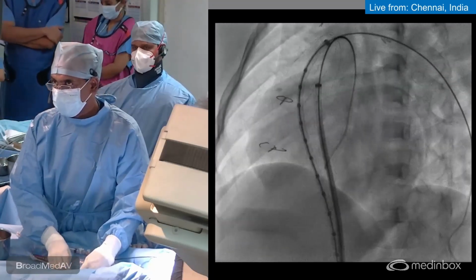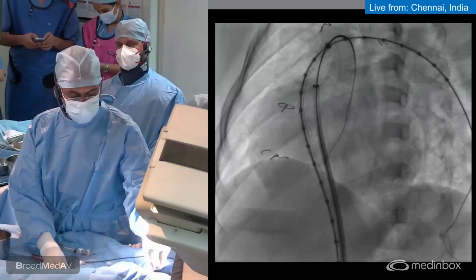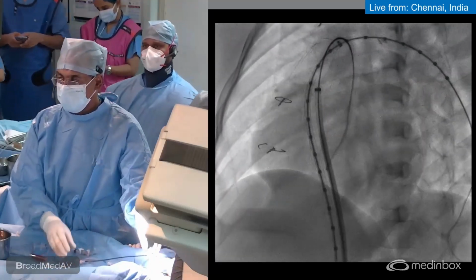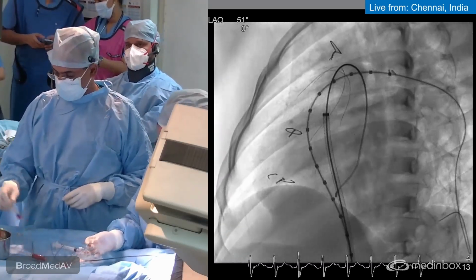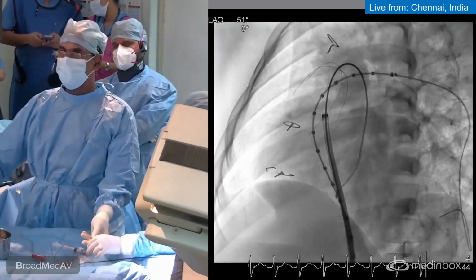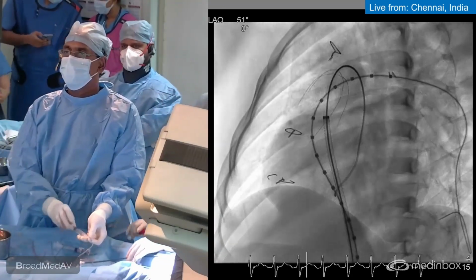So I'm advancing the marker pigtail. Basically, this marker pigtail is not going to be injecting the contrast. I'm going to inject through the side arm of my sheath. Show me the previous angiogram. The marker pigtail only guides us in telling the length.